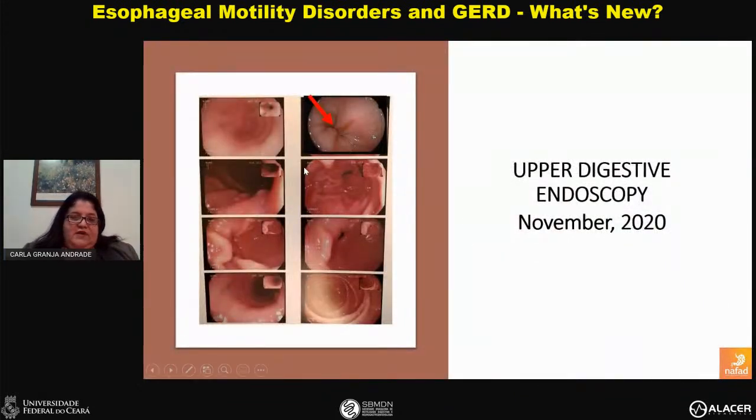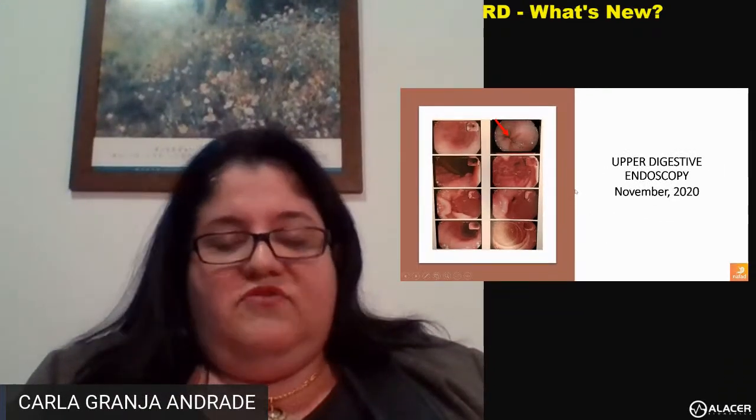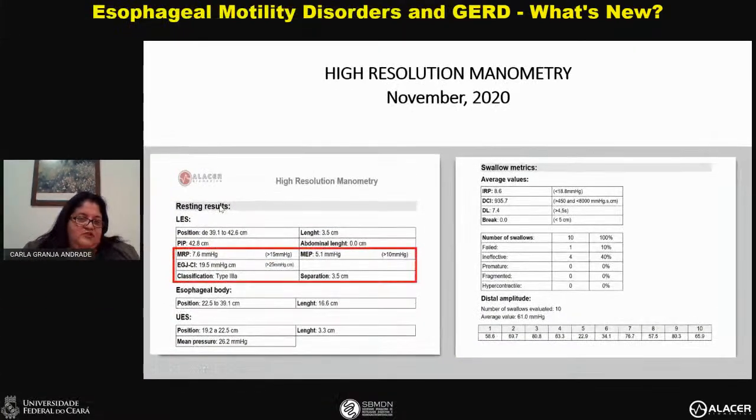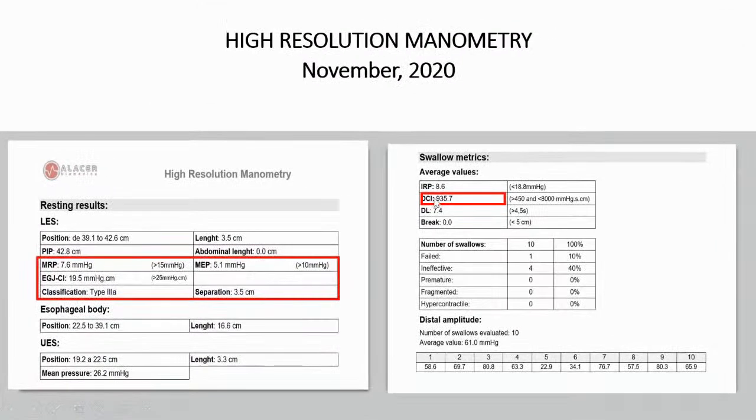I apologize for the quality of this endoscopy, but this is the endoscopy after the surgery, and in the description of the report she has a grade B esophagitis and a hiatal hernia. This is the result of the high-resolution manometry, and now, 2 years later, we can see a decrease of the lower esophageal sphincter pressure, a type 3 morphology of the EGJ, a decrease of the DCI, and afterwards we have 40% of swallows that are ineffective.